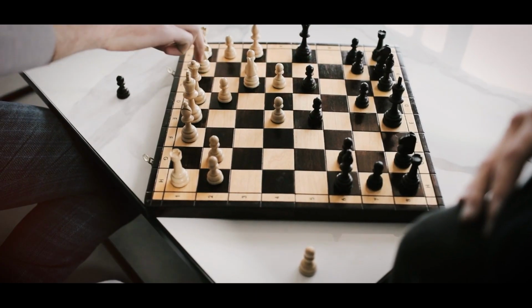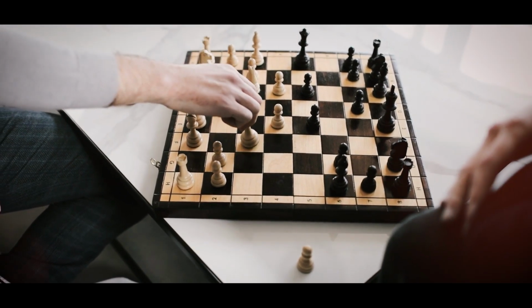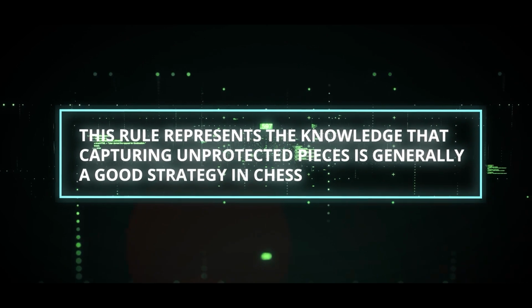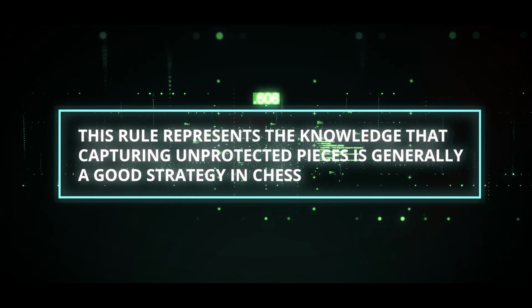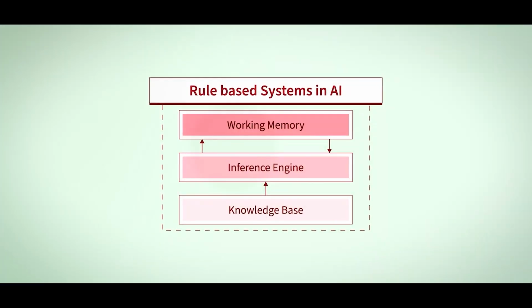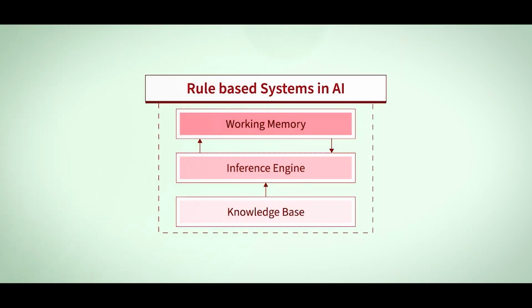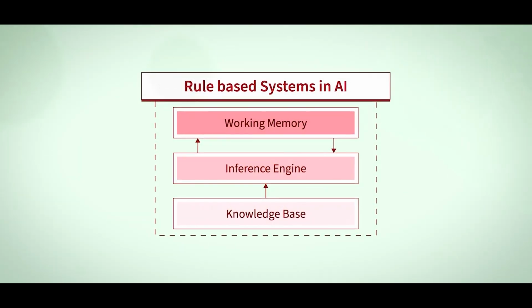For instance, a rule in a chess-playing AI might be, if an opponent's piece is unprotected, then capture it. This rule represents the knowledge that capturing unprotected pieces is generally a good strategy in chess. Inference is another critical aspect of rule-based AI. It involves applying the rules to new situations or data.